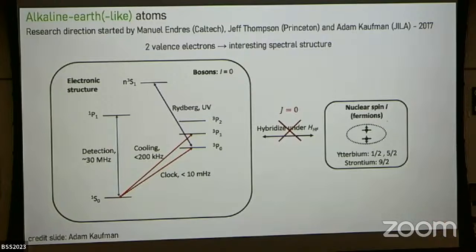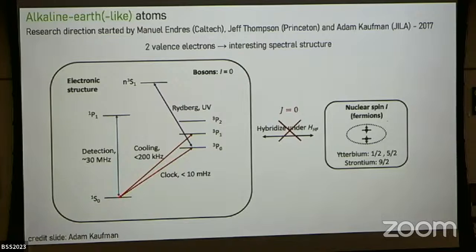Okay, so the interesting features are the following. Here we're considering the electronic structures. You have a 1S0 state in the ground state. So this is very stable. It has very long coherence times.